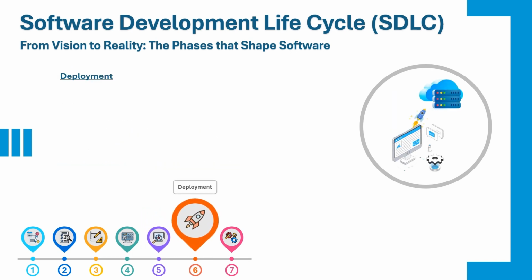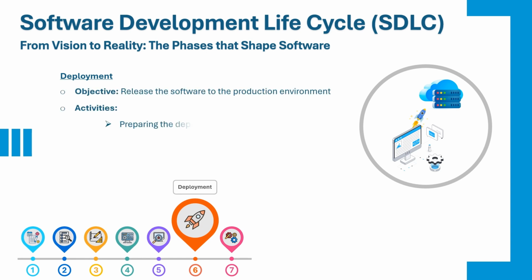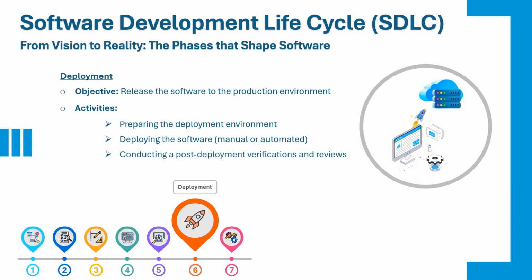Once the software passes testing, it's time for deployment. Here, the team prepares the production environment, deploys the software, whether manually or using automated tools, and verifies everything works as expected. Post-deployment reviews ensure that the release went smoothly. The outcome? A fully deployed software, complete with logs and user manuals for support.